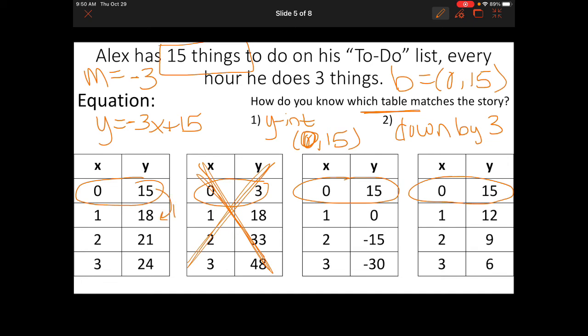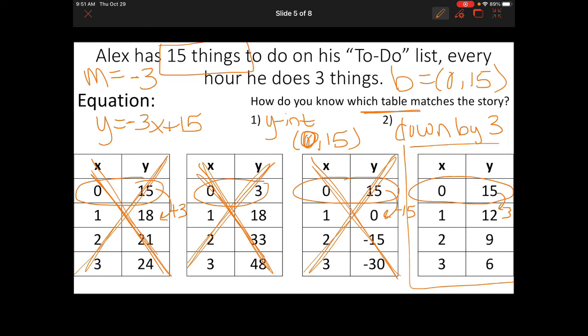If I look here, this is going up by 3. So that's definitely not that one. I'm not adding to my to-do list. I'm taking away. This one is going down by 15. We're going down by 3, so it's not this. This one is going down by 3. And so this is the table that matches our to-do list.